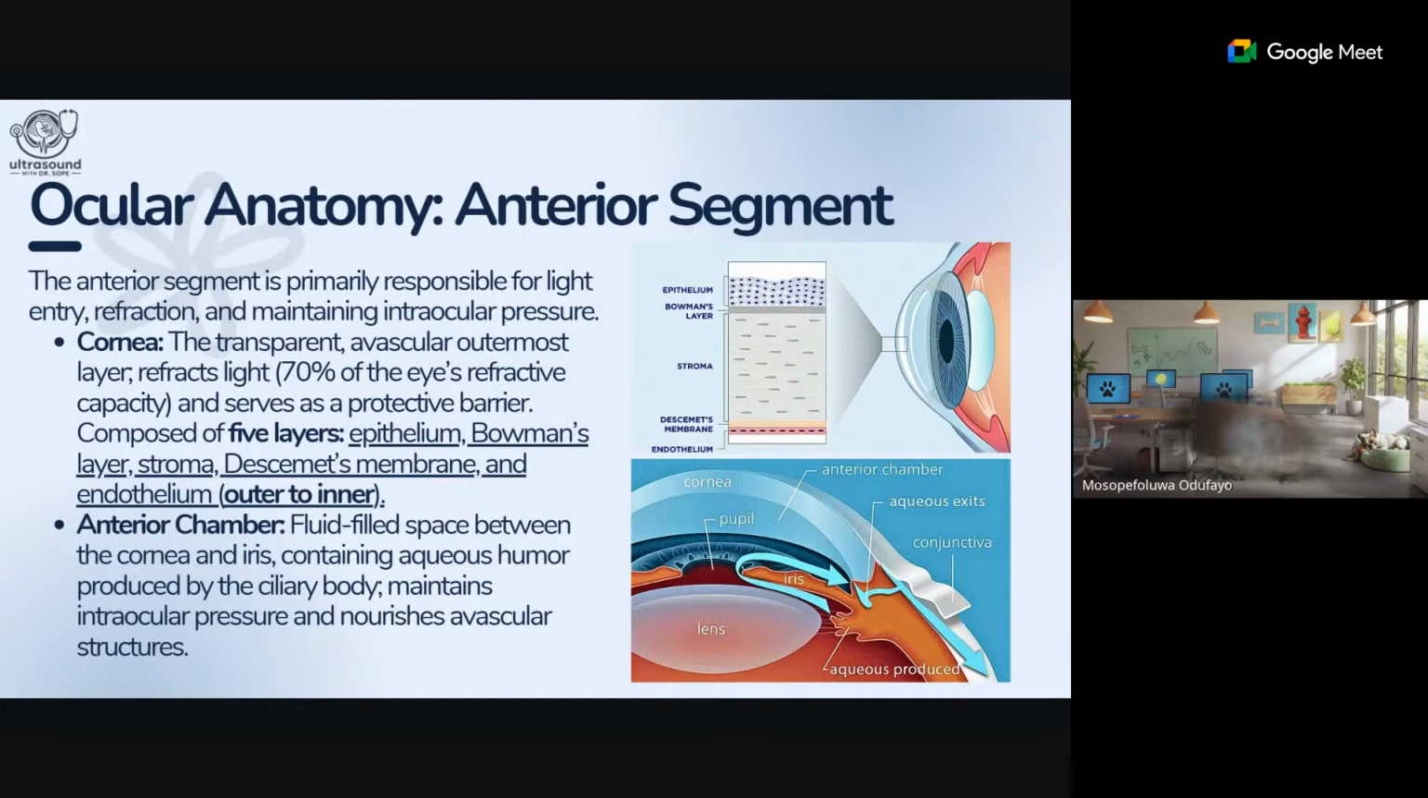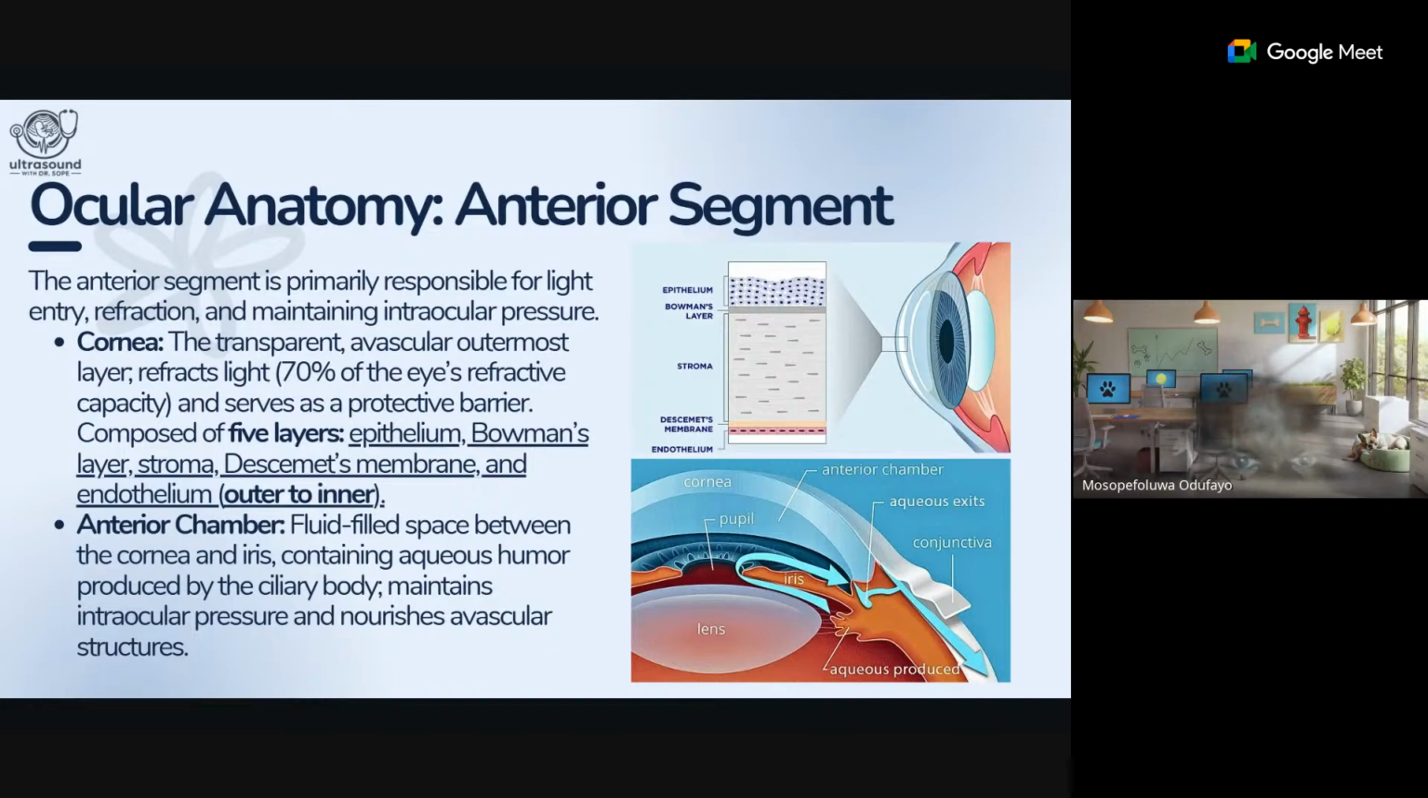Is that okay? Then the second is this nice thin layer called the Bowman's layer. Then the next one is the stroma, the thick stroma. Then the next one is what we call the Descemet's membrane, and the other one is called the endothelium, which is the last one. So the epithelium, Bowman's layer, stroma, Descemet's membrane, and the endothelium. These are the components of the cornea on histology, and it is from outer to inner. So the epithelium is outer, the endothelium is inner. Just remember that. Epithelium outer, endothelium inner.